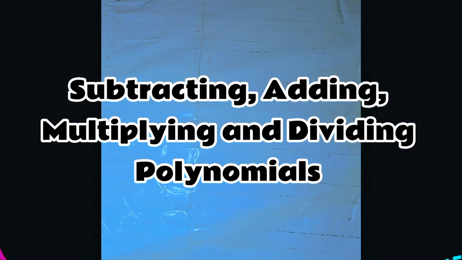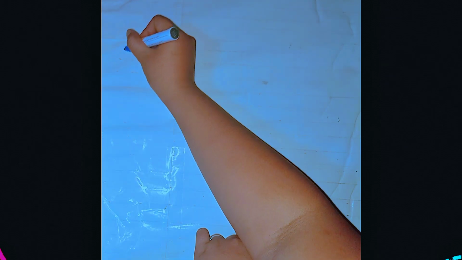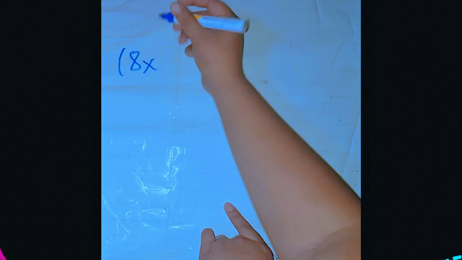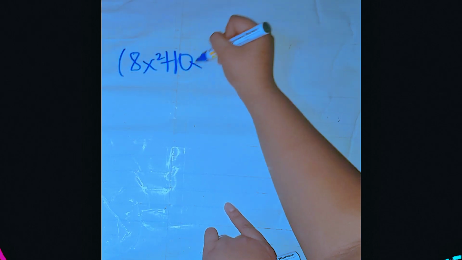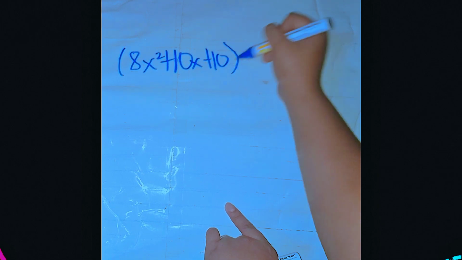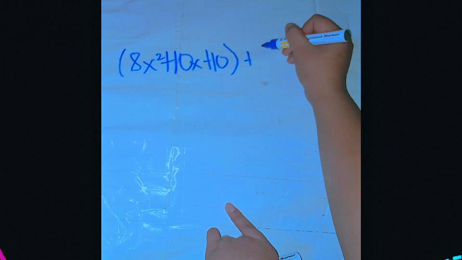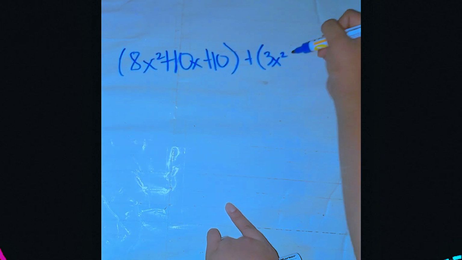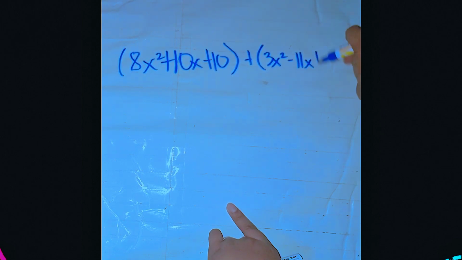Everyone, in this video, we're gonna talk about adding, subtracting, multiplying, and dividing polynomials. Let's first do an example for adding polynomials. Let's have 8x squared plus 10x plus 10 plus 3x squared minus 11x plus 12.